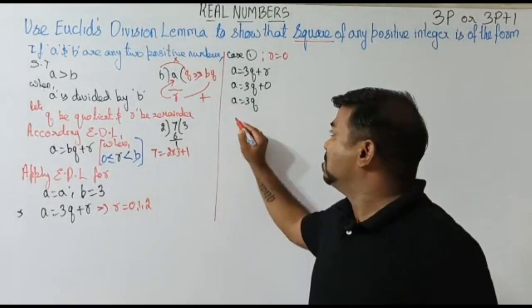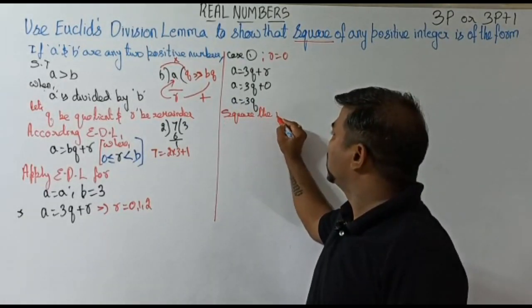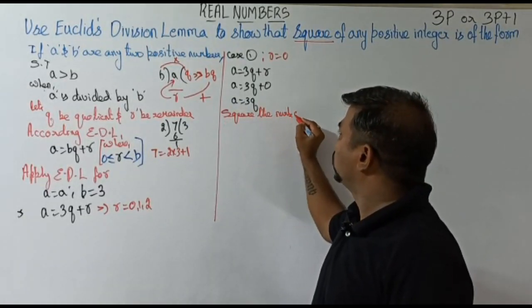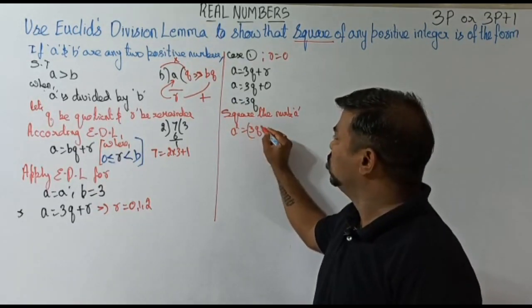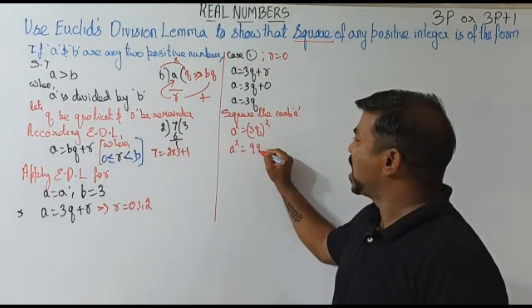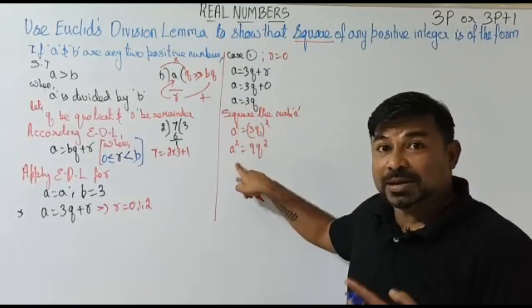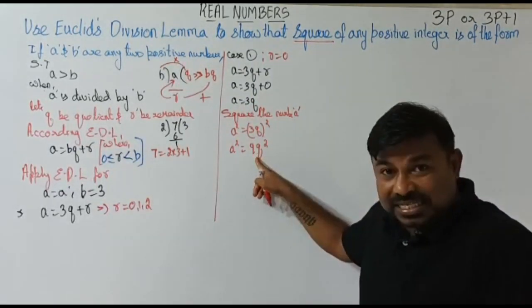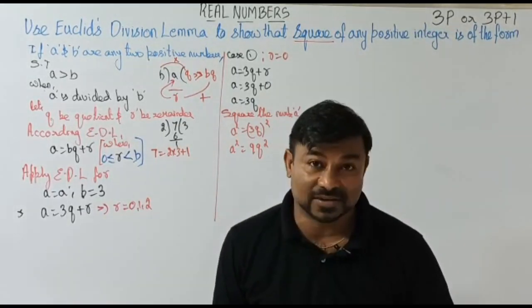Now let's square the number. What's the number here? Square the number a. That is, a square is equal to (3q) whole square. a square is equal to, if you simplify, 9q square. Now the number is a, and the square of the number is a square. Now the answer can be written in the form of 3p or 3p plus 1. That is the given question.